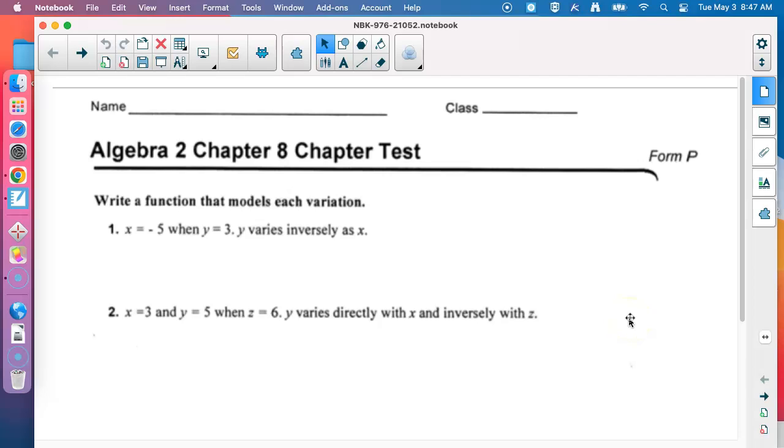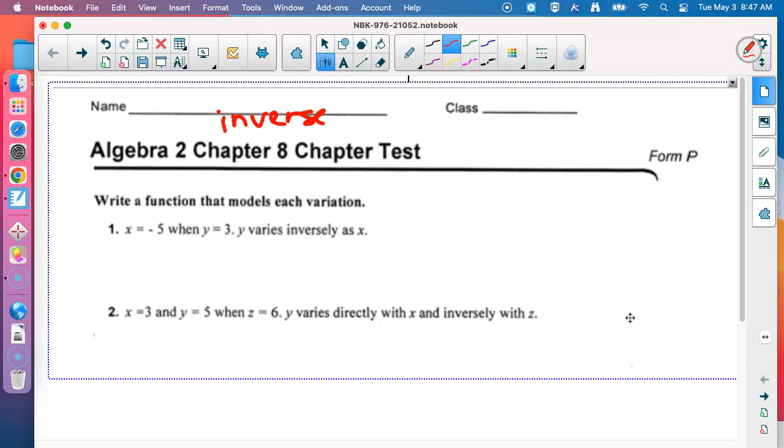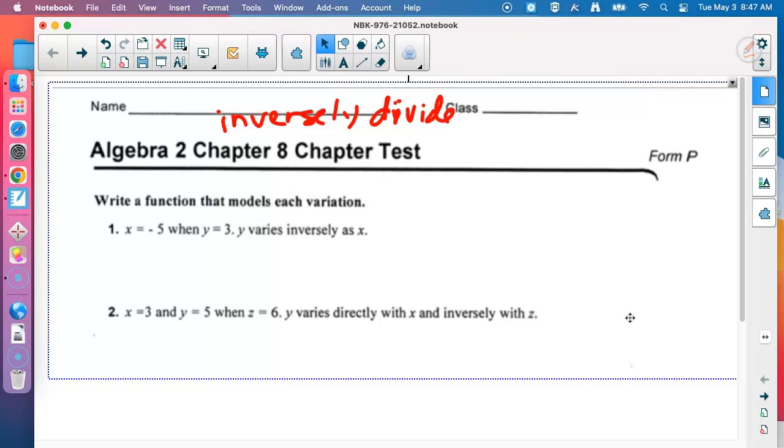So when we get back to 8.1, what we have to remember is there was only one situation where it's not multiplication, where it's division. What word do we watch for to know that we have to divide? Inversely is divide. Jointly is multiplication, directly is multiplication, inversely is the word we have to watch for.